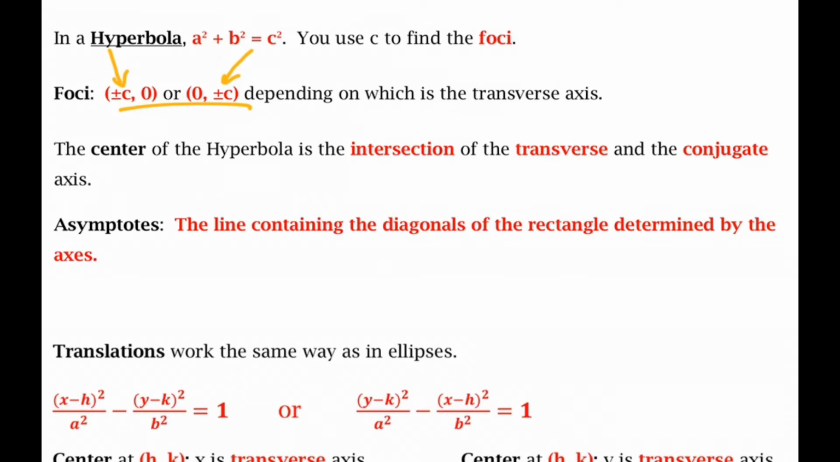The center of the hyperbola is the intersection of the transverse and conjugate axes. We'll see more about that when we graph them. It will make more sense. The asymptotes, again, are the lines containing the diagonals of the rectangle determined by the axes.